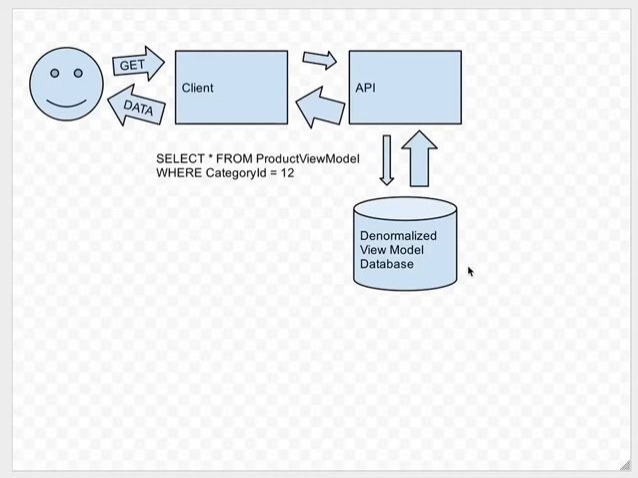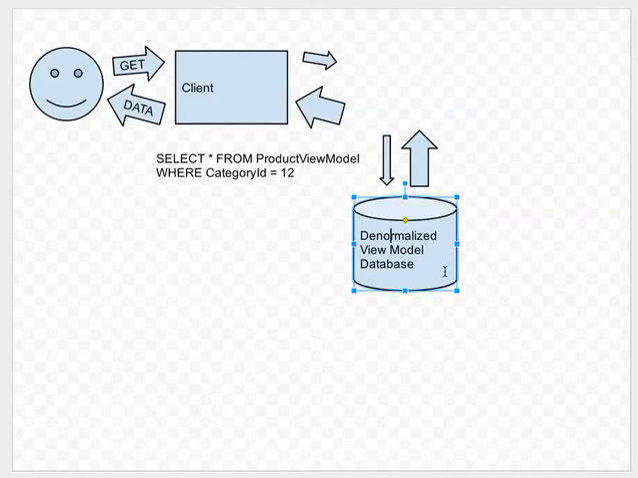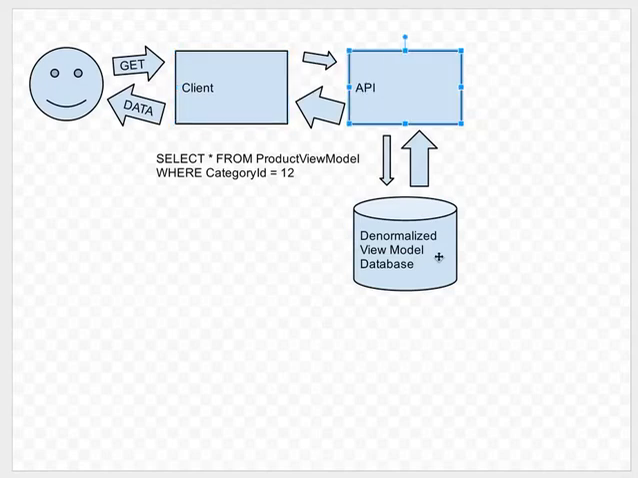Or we could even take the API out of the picture and use something like CouchDB for the view model database, and we can just have the client going directly to the view model database, because CouchDB basically has its own API. So that would take out even more of the possible latency of having an API. So this pattern is allowing this kind of flexibility. All right, so that's the query side.